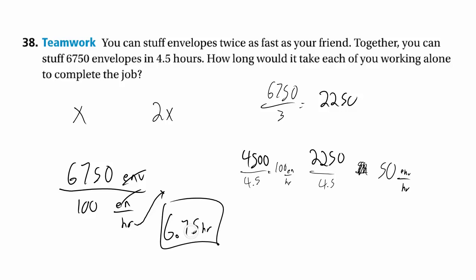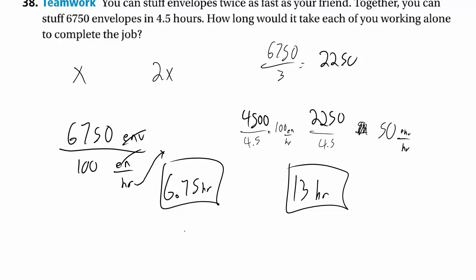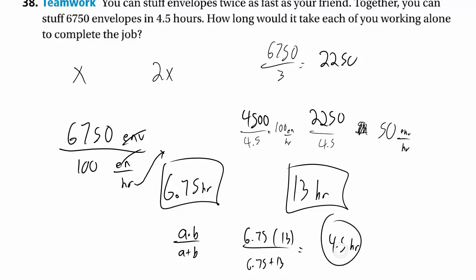And your friend should take twice as long because they're half as fast as you are. So your friend takes 13 hours to do it by themselves. This is just one way to tackle this, but we can also confirm this using that formula. If you do A times B over A plus B, where A and B are your individual times, take 6.75 multiplied by 13 divided by 6.75 plus 13, and sure enough you will get 4.5 hours, which is the time it takes you to do it together.